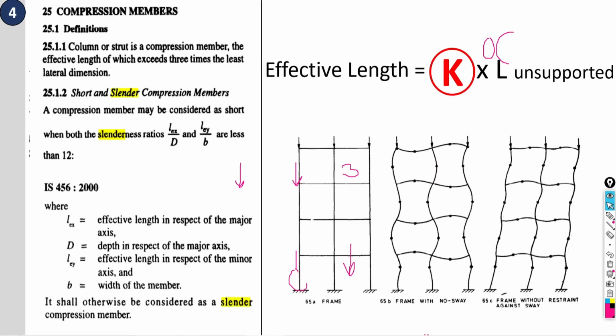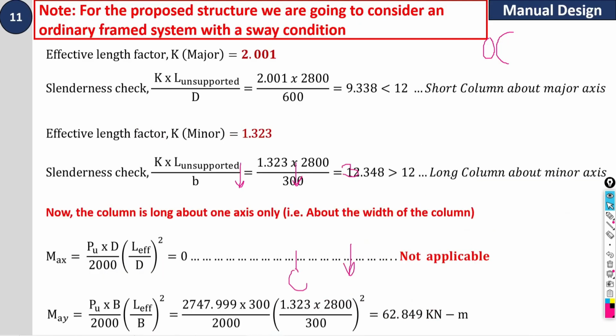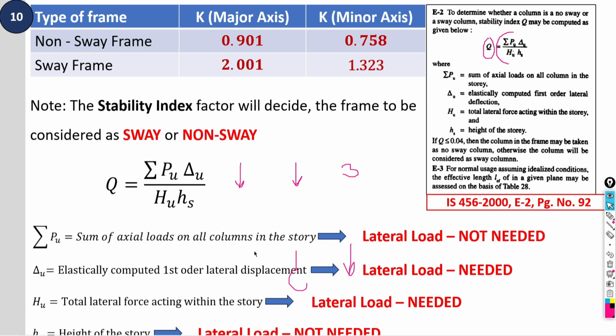Second, what is there? So to calculate this, it is not needed to have lateral load. It doesn't depend on the lateral load, whether your structure is subjected to lateral load or not. You can get this value in your ETABS software. Now second, the displacement, the elastically computed first order lateral displacement. To create the lateral displacement in your frame, we need to have the lateral load.